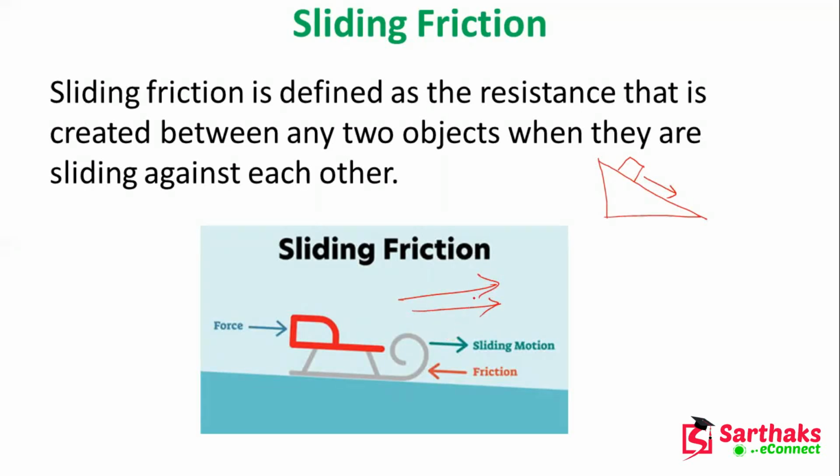So for sliding friction, you can see there is an inclined plane, which is one object, and another object, the block, that you keep on the inclined plane. Sliding friction is defined as the resistance created between any two objects when they are sliding against each other. If this block slides down, the inclined plane offers some resistance to the block. This resistance is called friction. It is sliding, that's why the name sliding friction has been given.